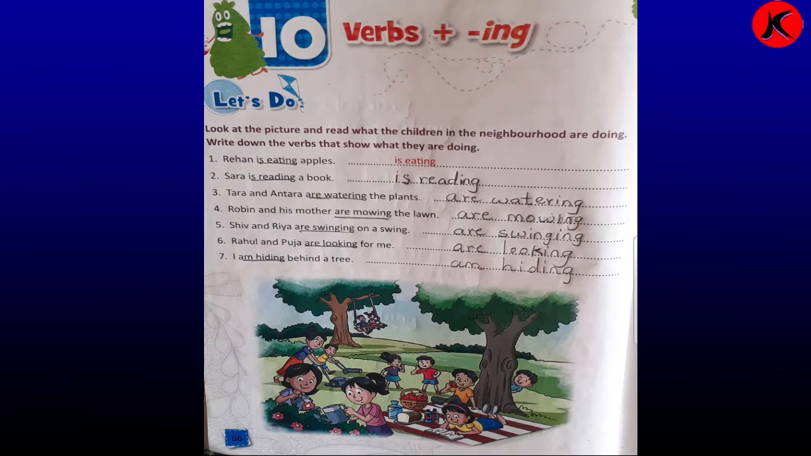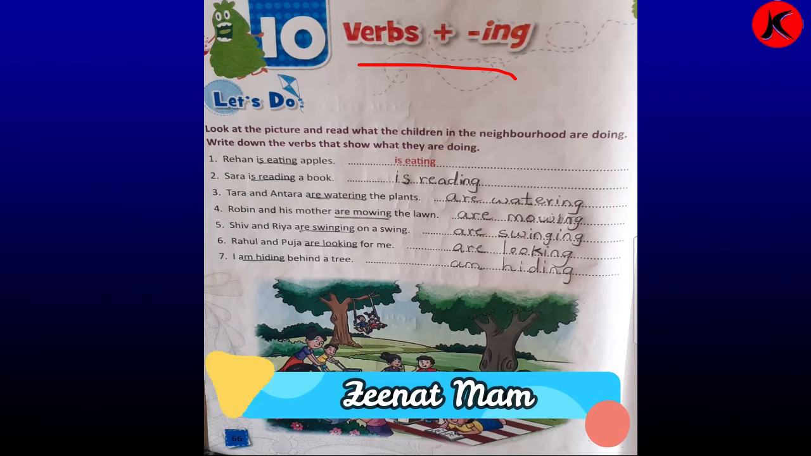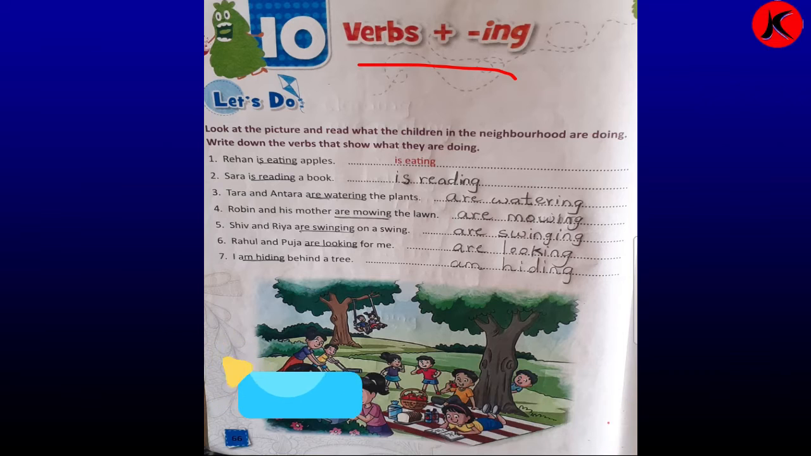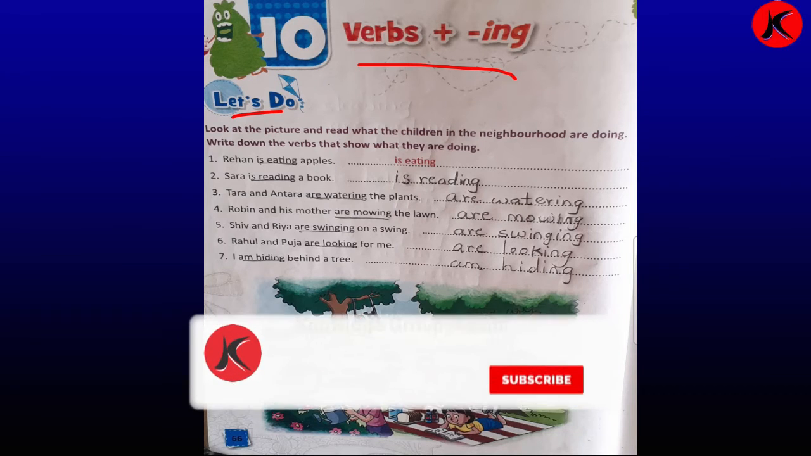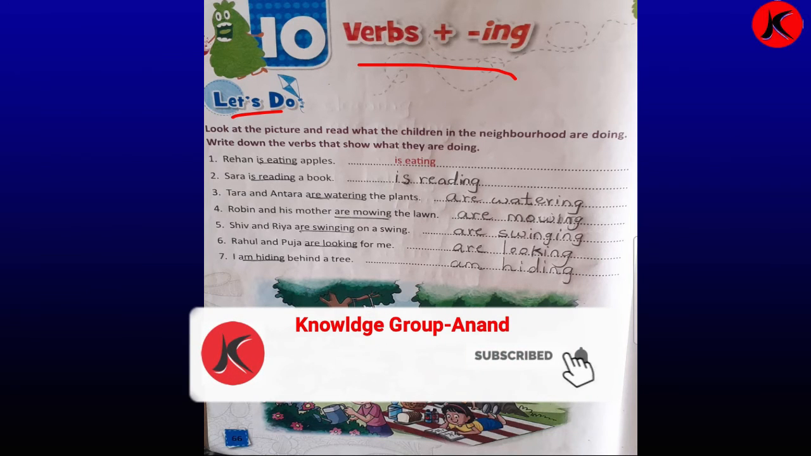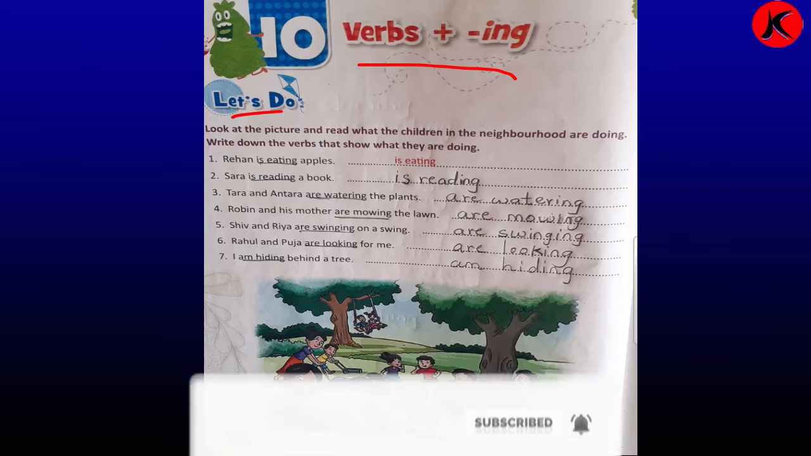Good morning, children. After the explanation of chapter number 10, verbs plus ing, today we are going to do the textbook. Everybody open page number 66 of the grammar textbook. Let's do. Look at the picture and read what the children in the neighborhood are doing. Write down the verbs that show what they are doing.